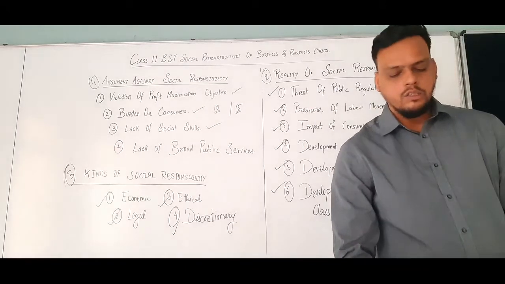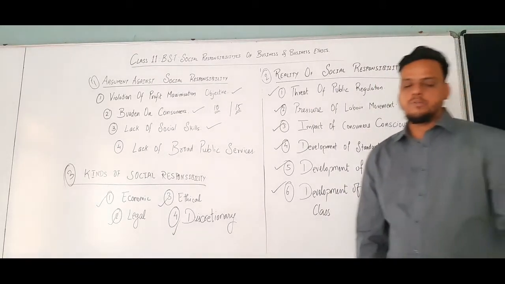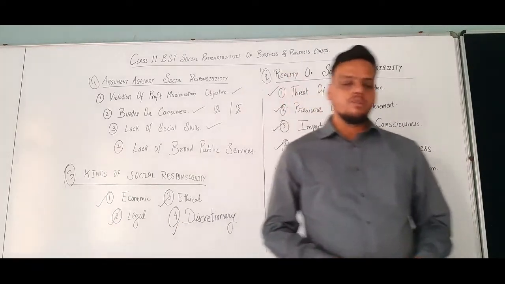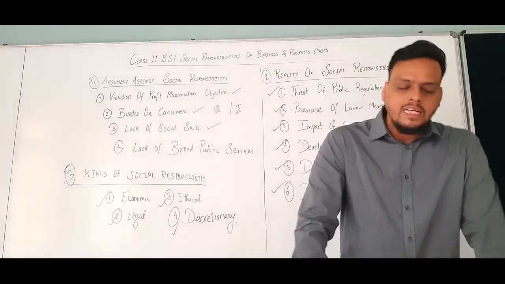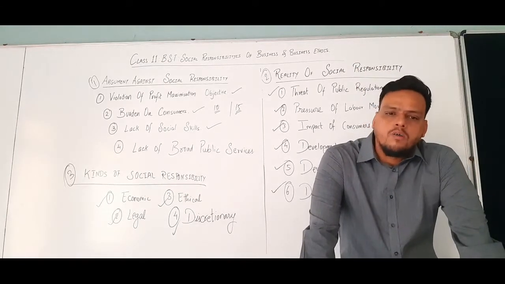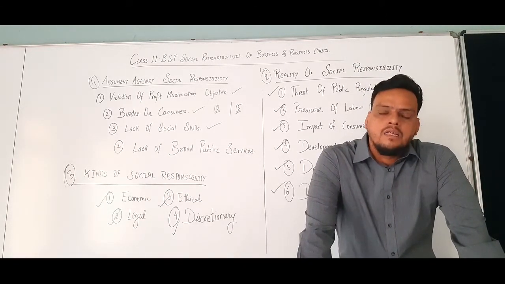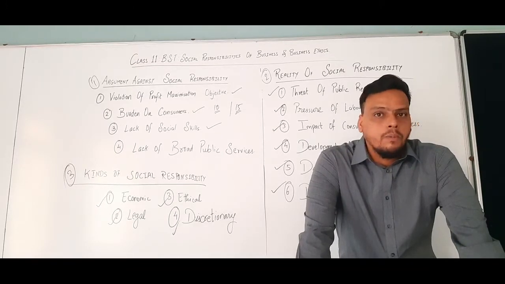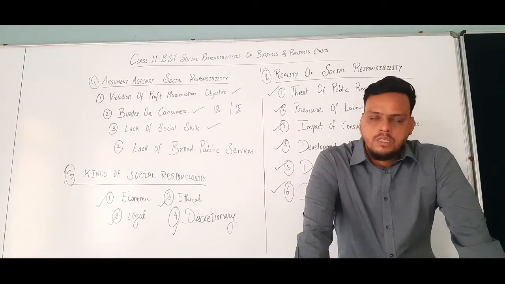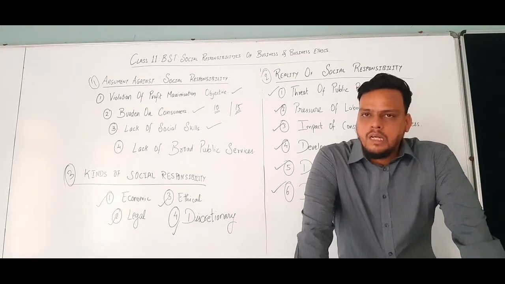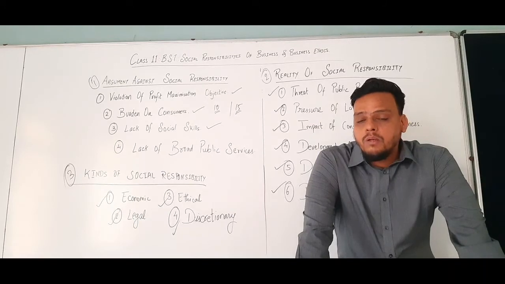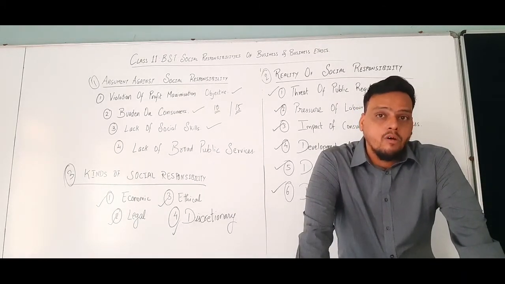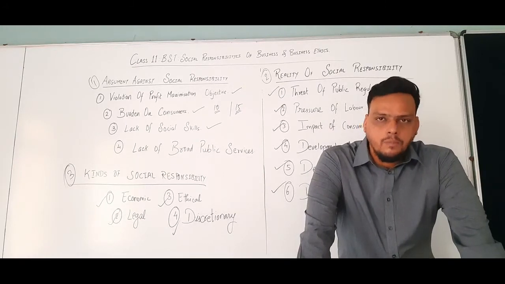Next point is discretionary responsibility. Discretionary responsibility means many enterprises are involved in it, assuming that they can solve the problems of society by voluntarily participating. They can go to the public, they can ask questions, and they can solve problems related to the society. Many problems faced by the society cannot be fulfilled by every organization, but they can reduce those problems.